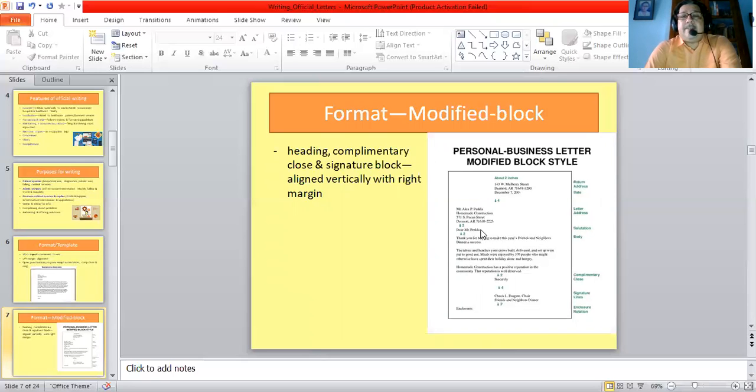So here actually we have the body of the letter, which is aligned to the left, and the address block, the heading, the complimentary close, and the signature, the last part of the letter, these are aligned to the right, whereas the body of the letter is aligned to the left. So this is the modified block layout.